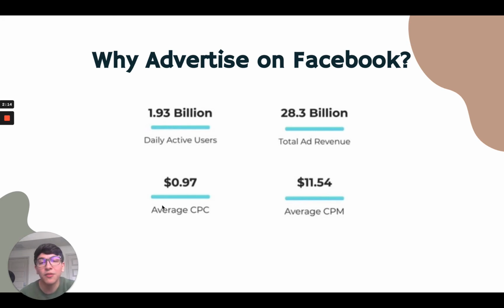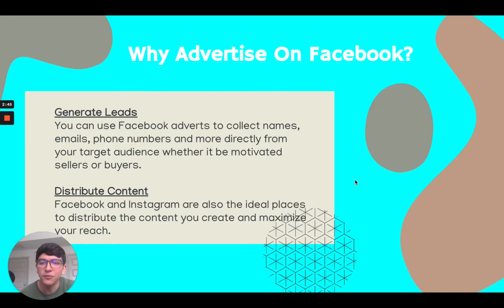Now, with Facebook, there's an average cost per click of 97 cents, so a little bit underneath $1. CPC, that's cost per click. It basically means how much it costs for one person to click on your ad. That's below $1. And your CPM, that's cost per mil. It's how much it costs for 1,000 people to view your ad. So the average CPM of Facebook ads is $11.54, which is honestly pretty great. And you know that if you've ventured into other areas of marketing.